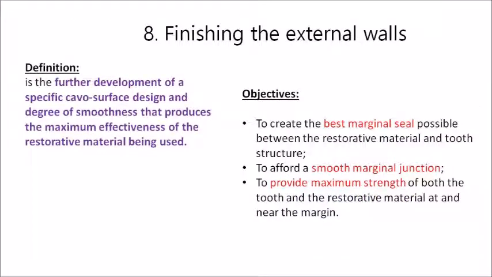Next step is finishing the external walls. According to the definition, it is the further development of a specific cavosurface design and degree of smoothness that produces the maximum effectiveness of the restorative material being used. The objectives included are to create the best marginal seal, to afford a smooth marginal junction, and to provide maximum strength. These are the important 3 points of objectives for finishing the external walls.